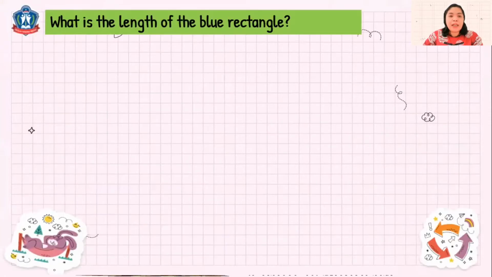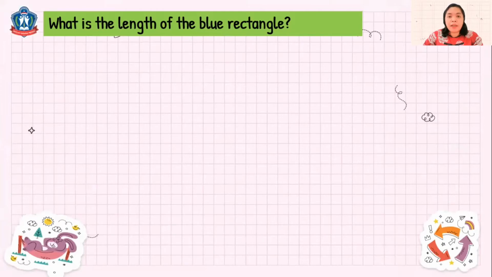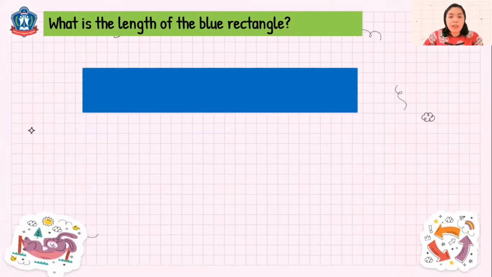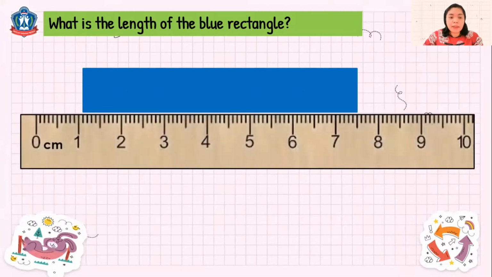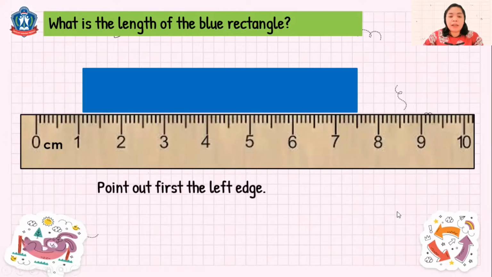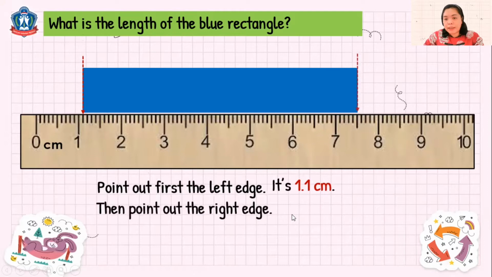Now, let's review first in measuring objects using a centimeter ruler. I have here a blue rectangle, but as you can see, it is in the middle of the ruler. How to measure if an object is not from 0? It doesn't start from the 0. So first, you point out the left edge, this one. Then it's 1.1 centimeters, right? Then the right edge, then that is 7.5 centimeters.